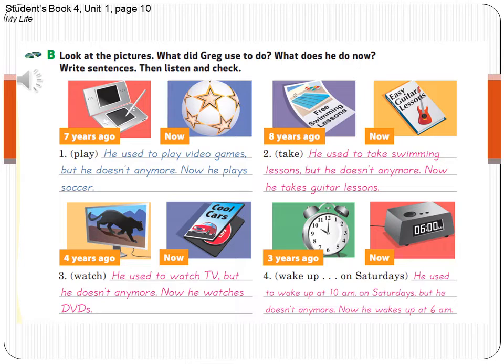3. He used to watch TV, but he doesn't anymore. Now he watches DVDs. 4. He used to wake up at 10 a.m. on Saturdays, but he doesn't anymore. Now he wakes up at 6 a.m.